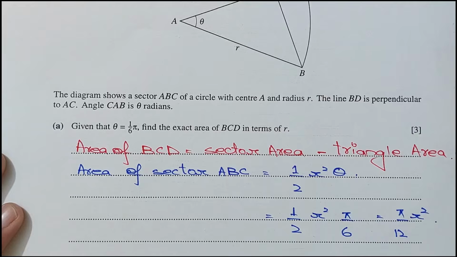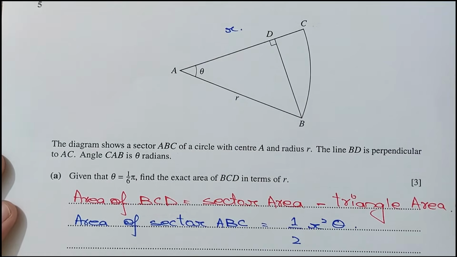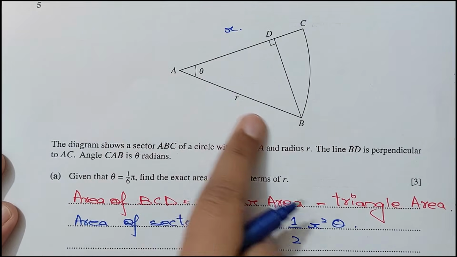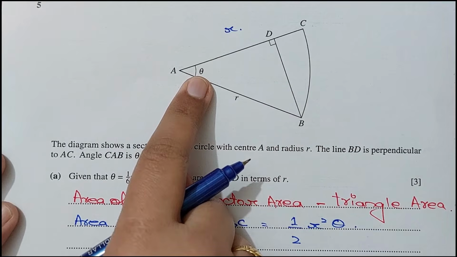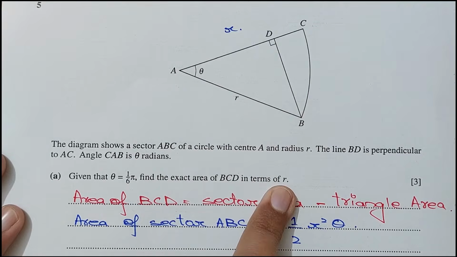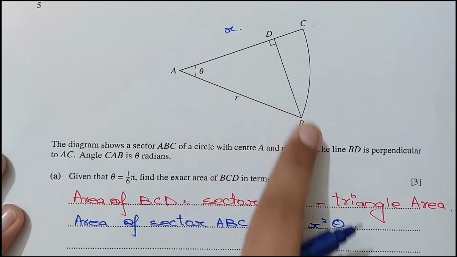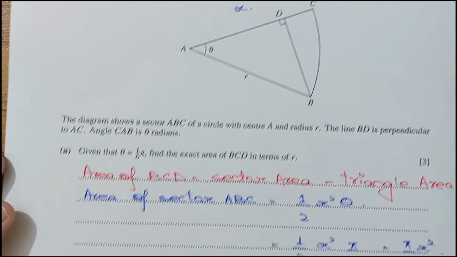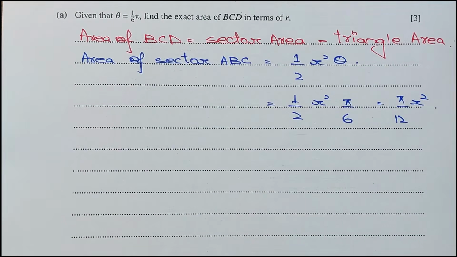Okay, now to find the area of the triangle, as we can see we know just one side of the triangle and this angle, and it is a right angle triangle. In terms of r we have to find the sides AD and BD, right? Let me draw this triangle separately. This will be clear here.